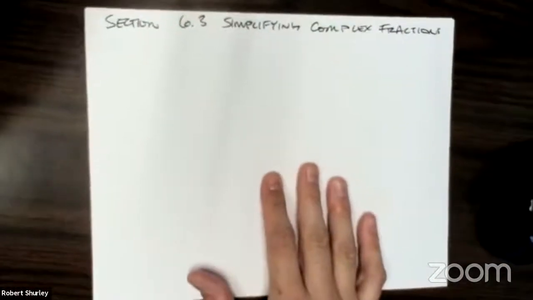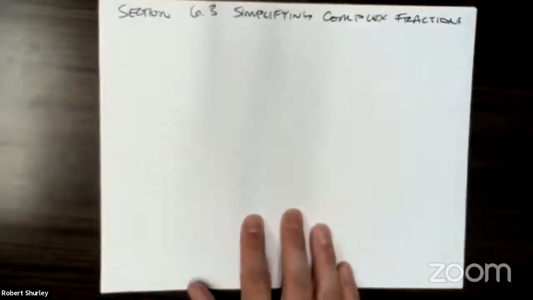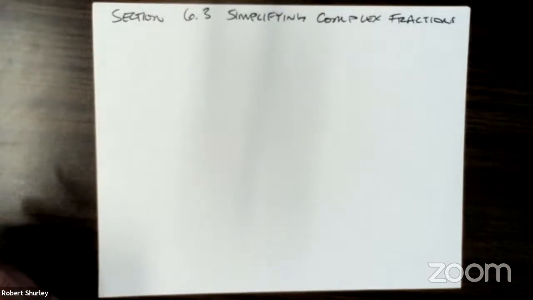So first off, what is a complex fraction? Well, a complex fraction is really when you have a fraction inside of a fraction. So let's look at an example here. Let me get this at the right angle. And so a complex fraction has a fraction inside of a fraction.